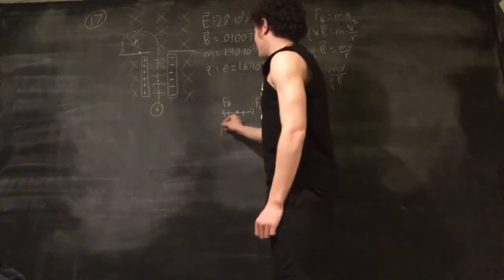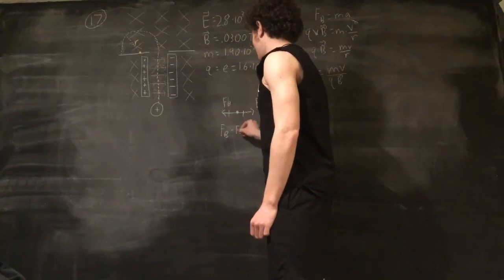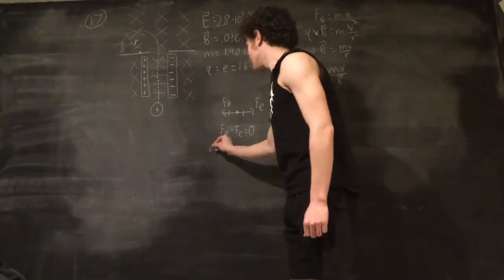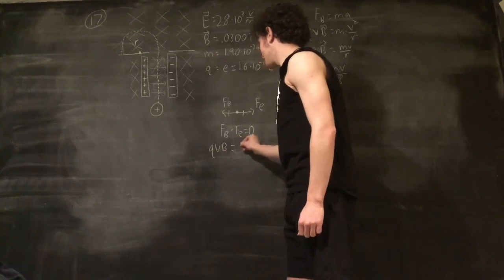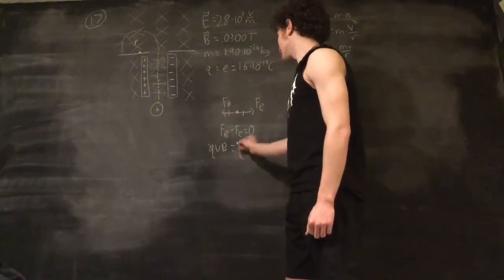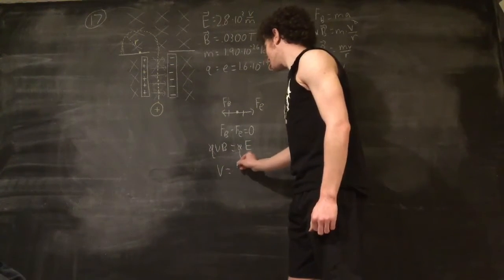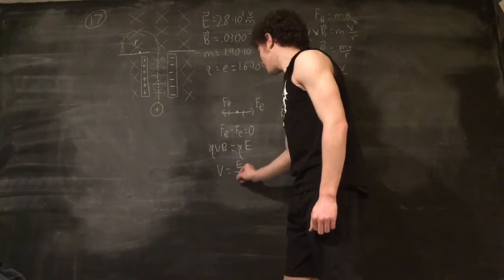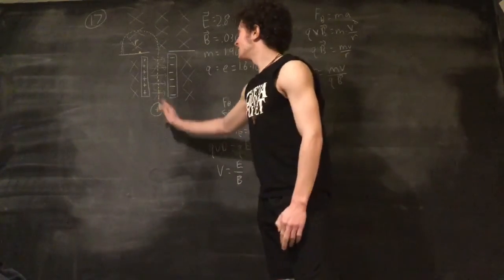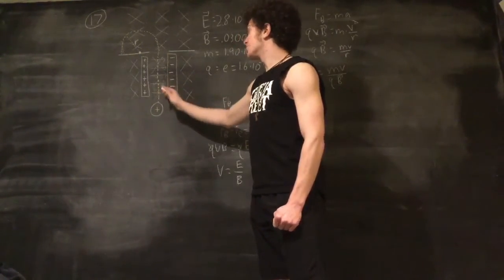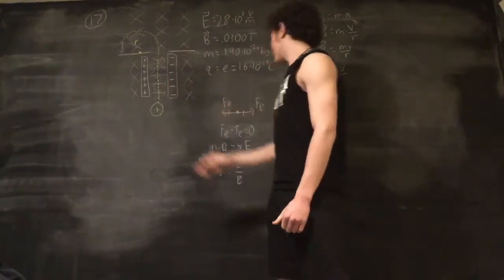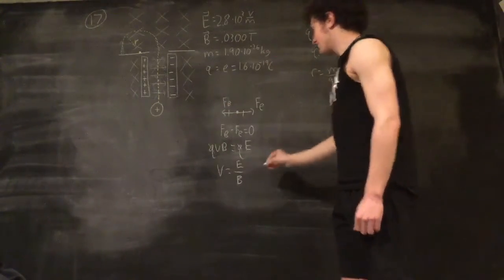And from this we can write F_B minus F_E is equal to 0. Bring F_E to the other side and substitute in our values. We know qvB is equal to qE, where E is the electric field. The q's cancel out. We get a velocity that is equal to the electric field over the magnetic field. And this is true for every scenario in which a particle is being pushed through a magnetic field and electric field while maintaining a straight path. So we plug in our values.